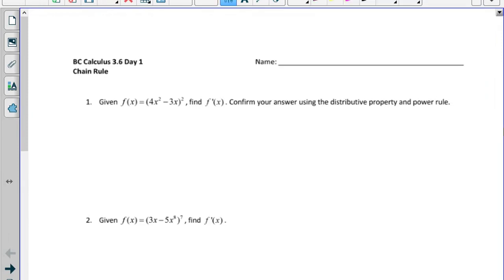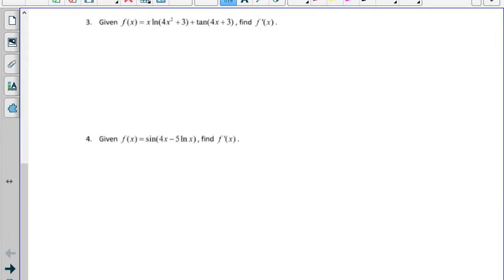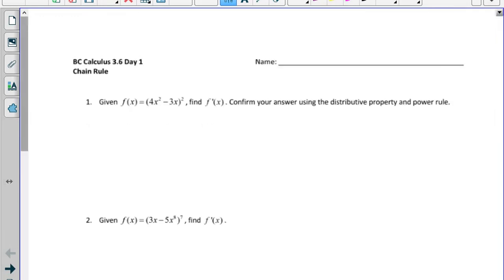using old methods. So we can use the distributive property and the power rule and kind of figure this out. But once we get to problems like number 2 and number 3 and number 4, those are definitely not using old methods. We can't do that. So in problem 1, we're going to experiment, see what the answer is, and then maneuver it back. So let's take a look.